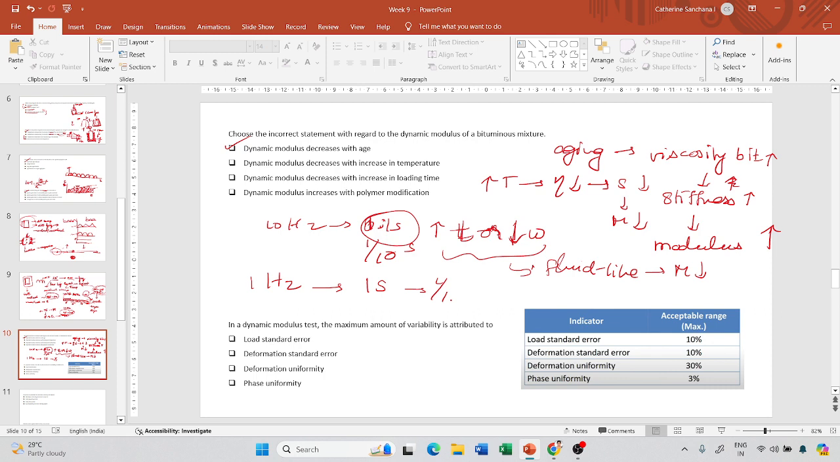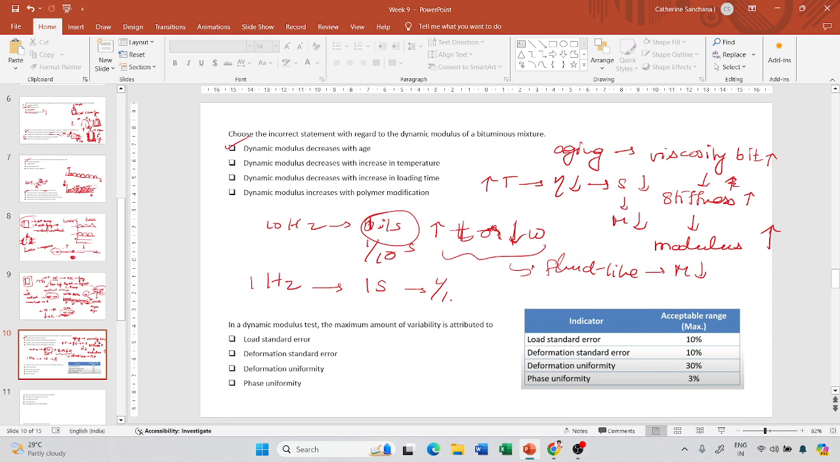then the fourth option is dynamic modulus increases with polymer modification. Yes, polymer modified bitumen will enhance the properties of the bitumen. It will provide an increased stiffness, because of which the dynamic modulus of the bituminous mixture will also be more. Okay. In a dynamic modulus test, the maximum amount of variability is associated to what?